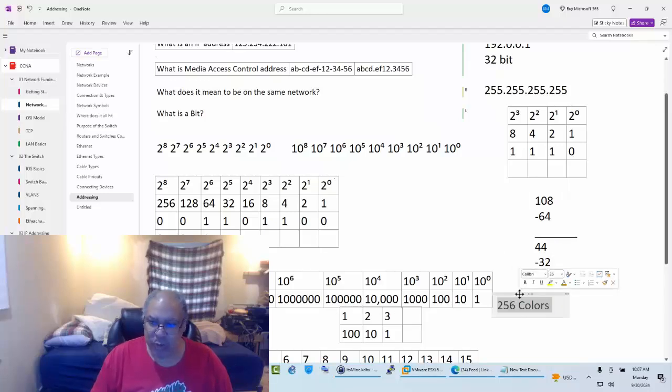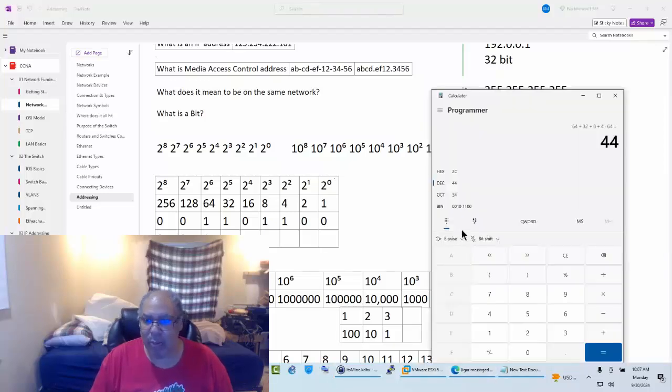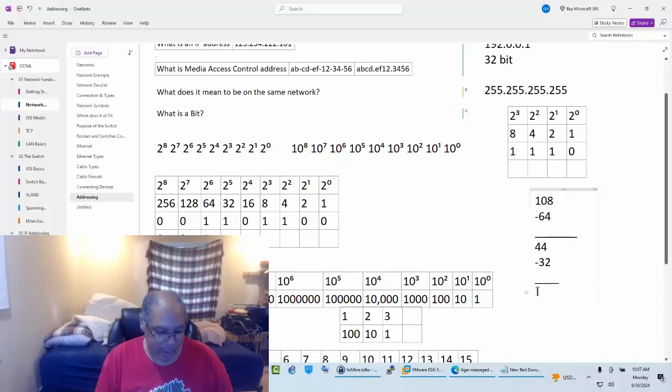All right, take out 256 colors here and get rid of that. And then we go to our calculator or our paper and we subtract 32. Oops, already messing up. 12. Okay. Put a 1 there. 16 cannot be subtracted from 12.